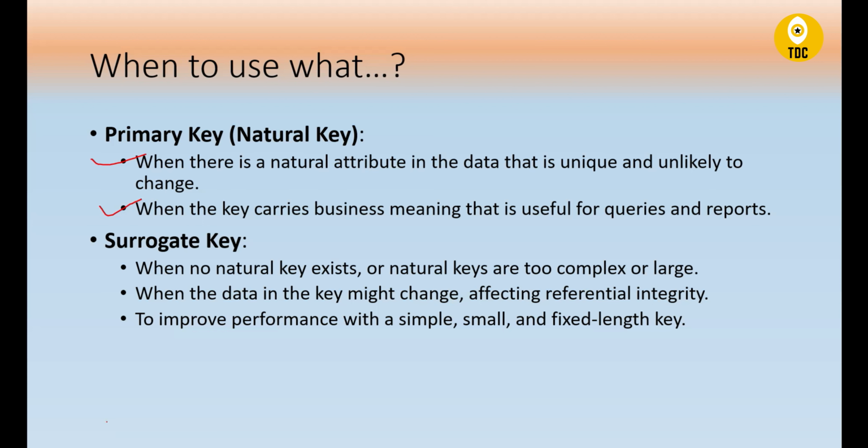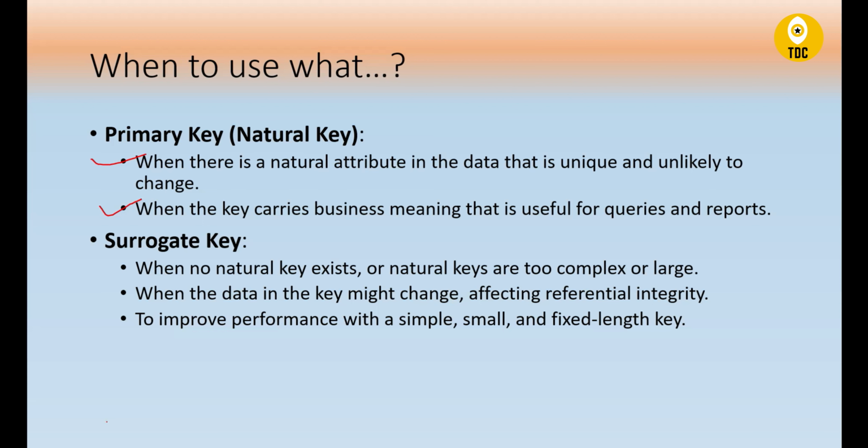Take an example of an insurance management system, where there is an insurance table, but that insurance table doesn't have an insurer ID or insurance ID. So in that case you are bound to use a surrogate key, because naturally the keys don't exist in those cases. So natural keys are too complex or large.